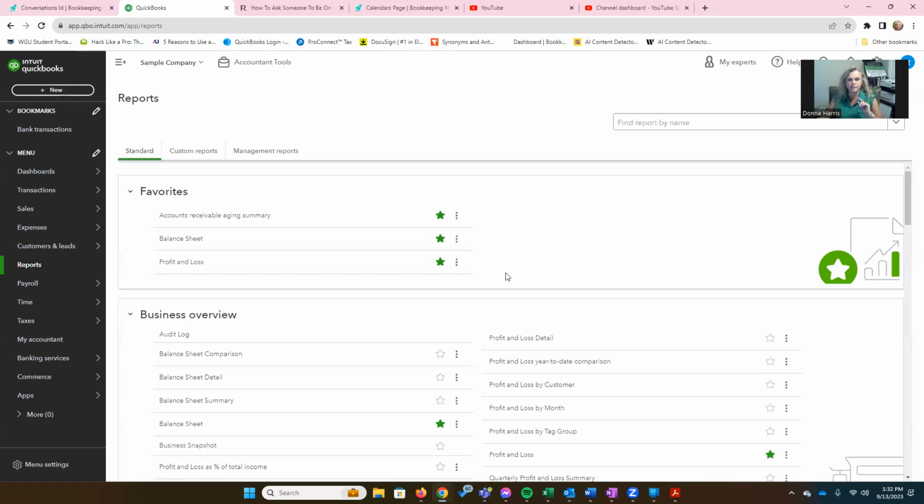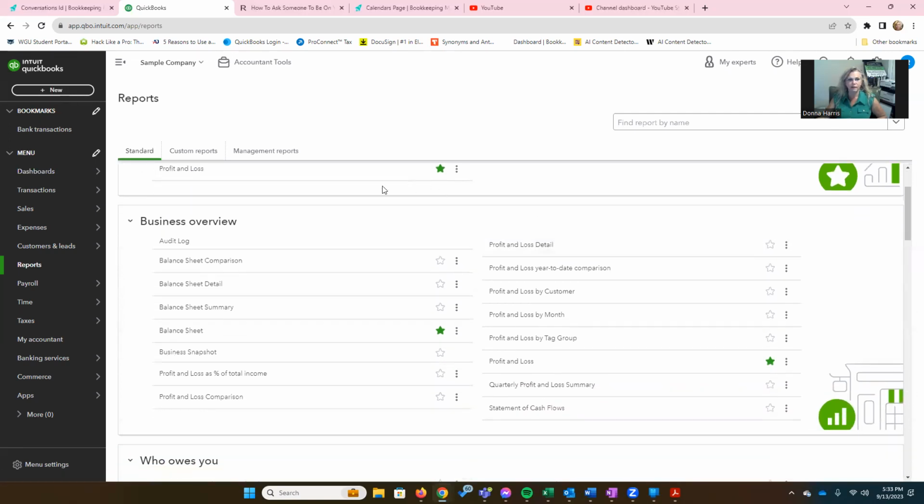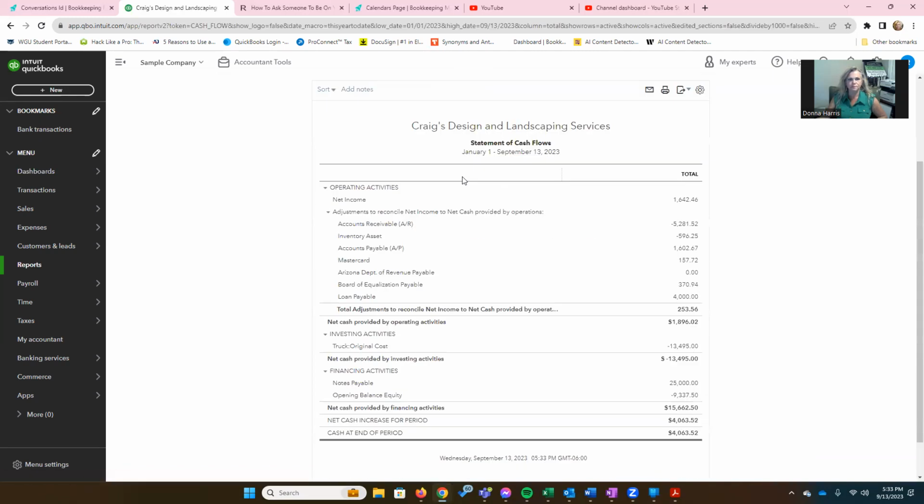Okay, so to find the statement of cash flows, it's a little bit trickier inside of QuickBooks because here we have your favorites, AR aging, balance sheet, profit and losses, the things most people want to take a look at. The next section in the reports is business overview. And if you come all the way down here to the very last report that's referenced, you have the statement of cash flows. I recommend you star it so it goes to your favorites. Okay, I'm going to unpack all of this.